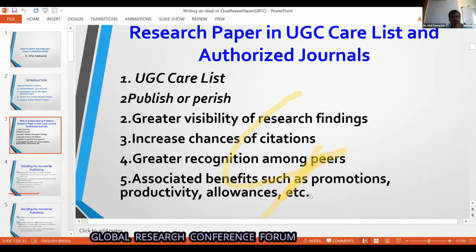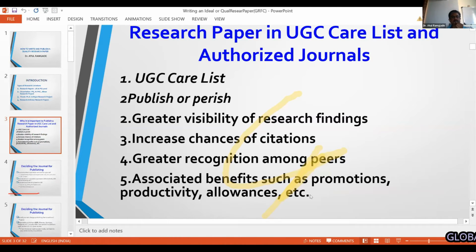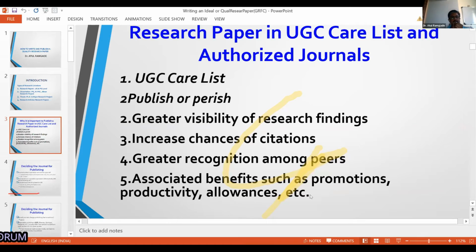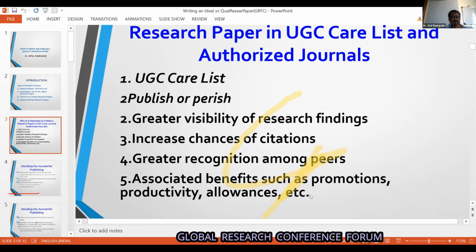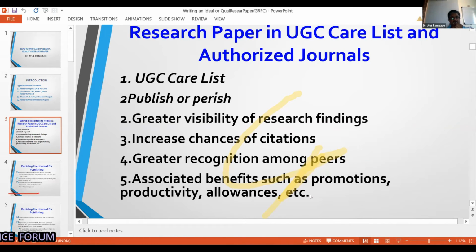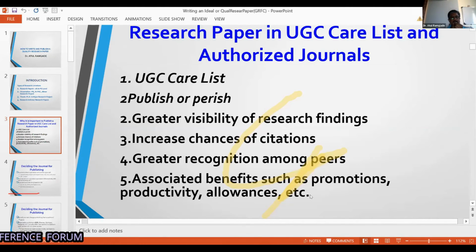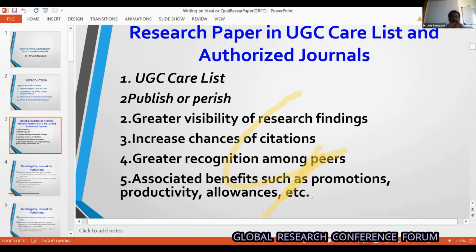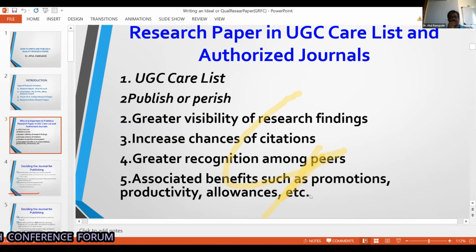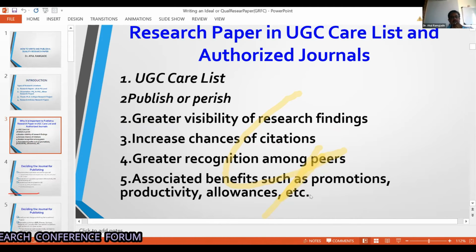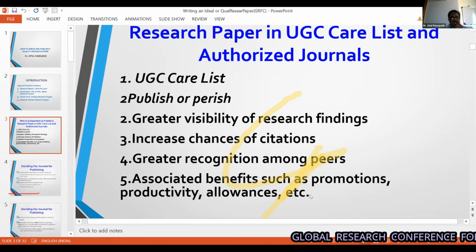The second point in this slide is publish or perish. If anybody is planning to be in academics or grow in academics, he or she has to publish. Otherwise, perish means there won't be any growth. Greater visibility of research findings is very important. There are increased chances of citations, which means you get recognition worldwide, because the more people cite your article, the more your name is highlighted. You get greater recognition amongst peers because of your quality research work. The next benefit is promotion, allowances, and other things, if you publish a paper in a good UGC CARE journal.